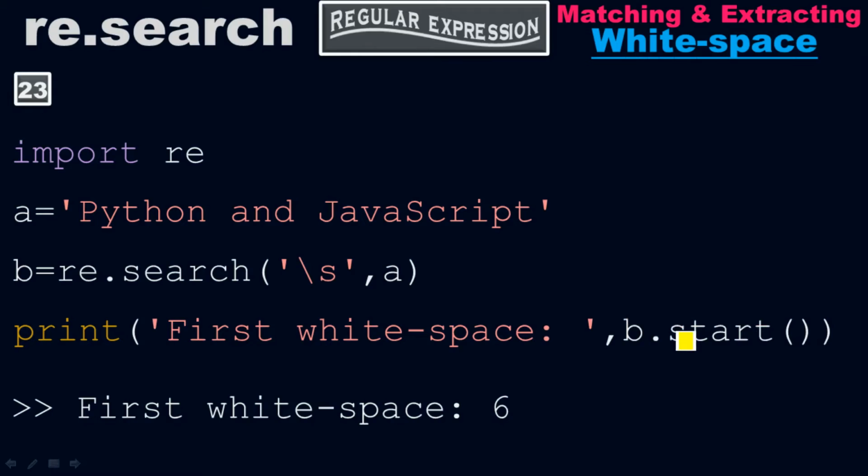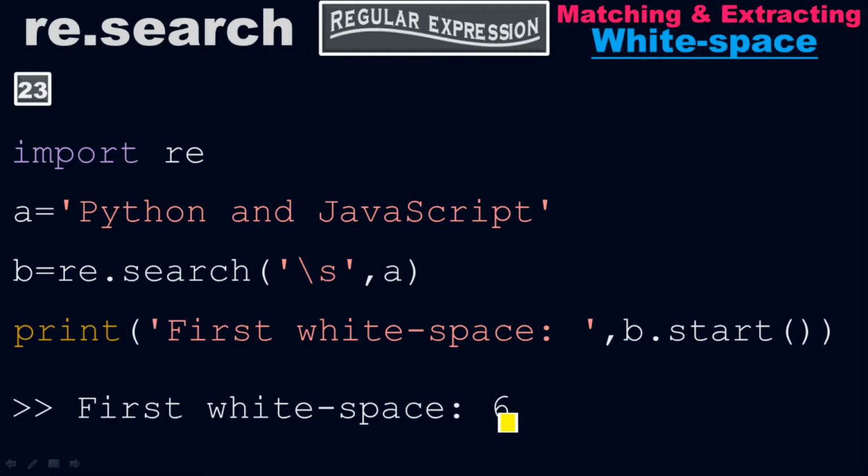To do so, we'll get the index number of the first white space. So look at here, the first white space index number is 6. We have 0, 1, 2, 3, 4, 5, 6. This is the first white space. After Python is the first white space, which lies at index 6.